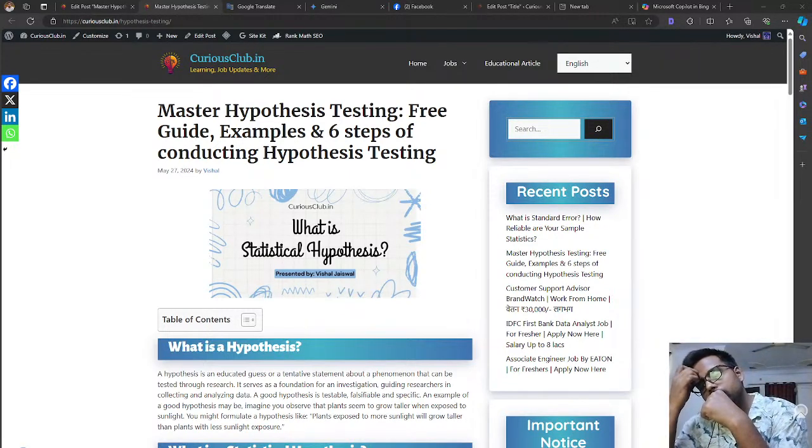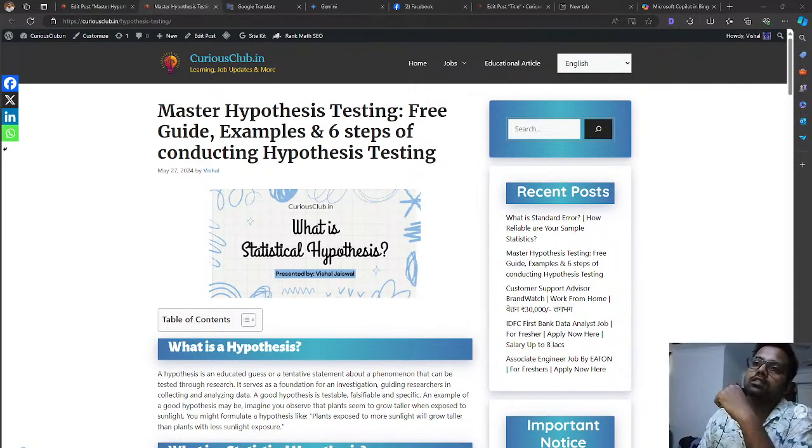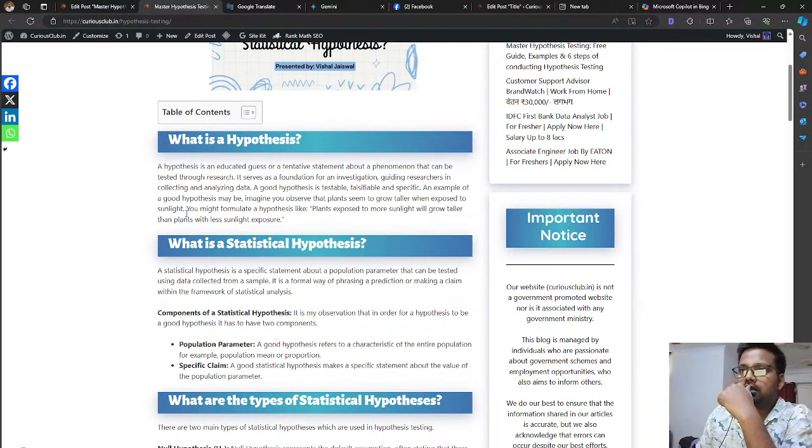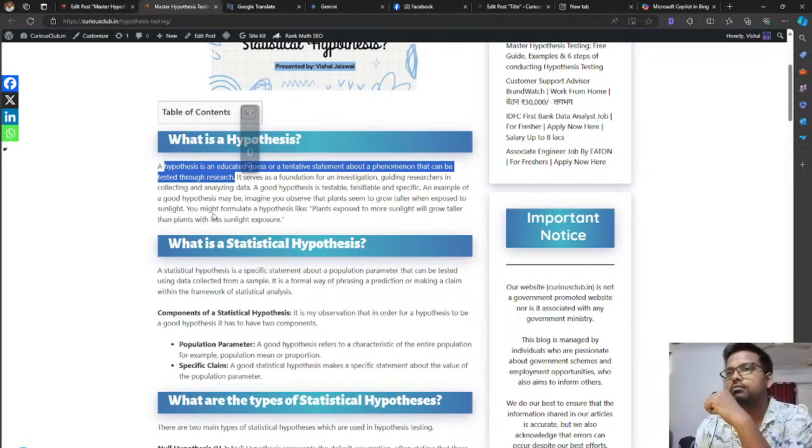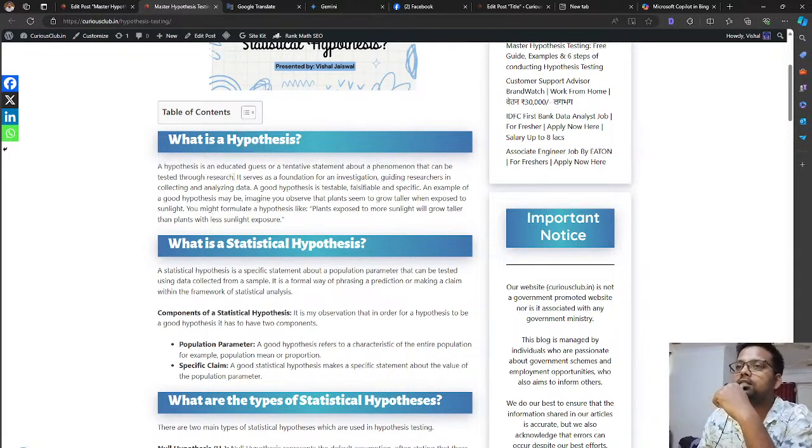I'm going to talk about this testing, how it is done, how the null and alternative hypotheses are formed, and what their definitions are. I have written an article about this topic covering what a hypothesis is. A hypothesis is an educated guess or tentative statement about a phenomenon that can be tested through measurable tests, not something random. Now, there are types of hypotheses.